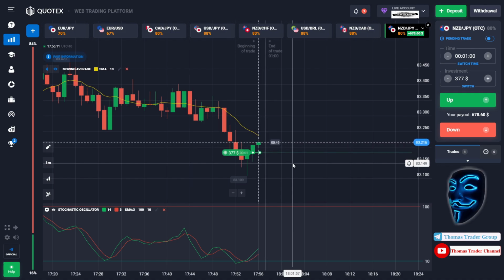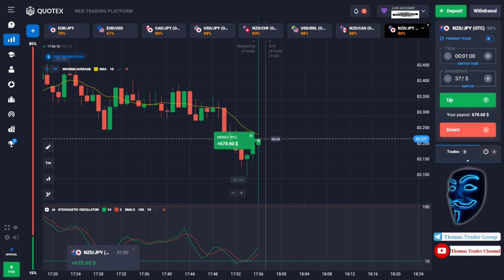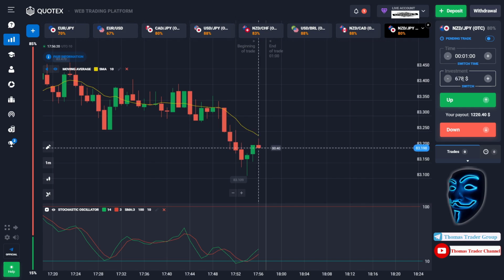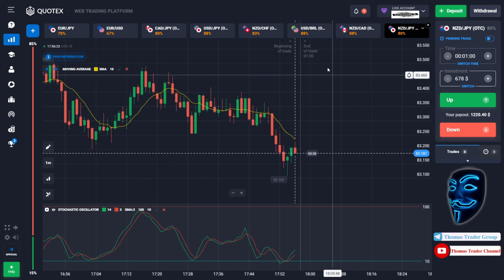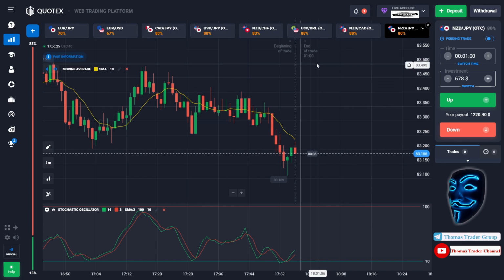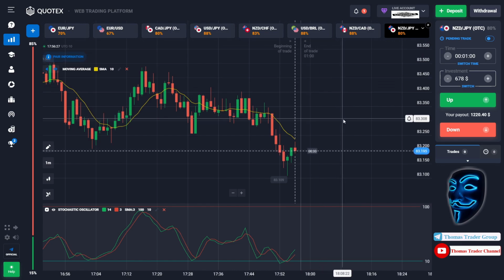We made a right prediction over here. We made a profit of $678. Let's change our investment into $678 and let's find the other market. But over here we still can open sell for 1 minute. We will open sell for 1 minute.